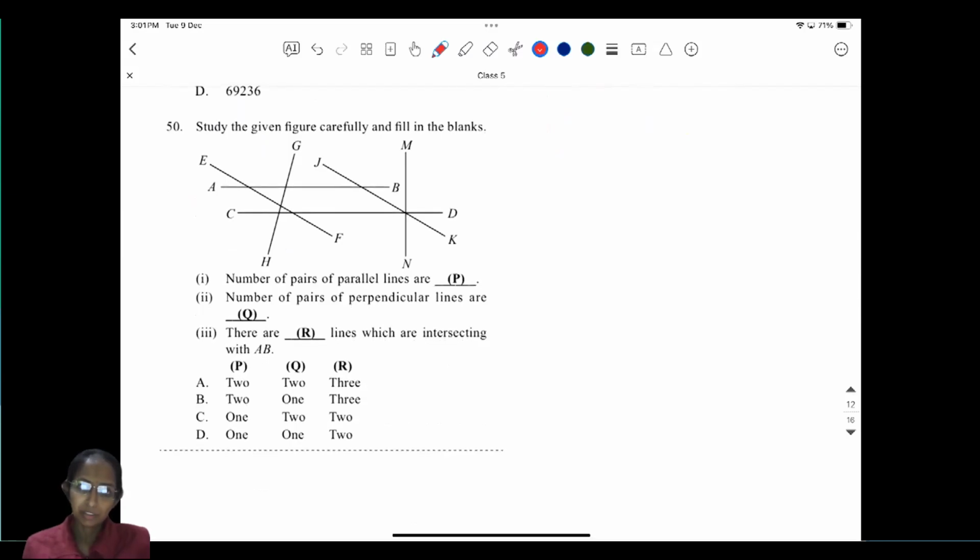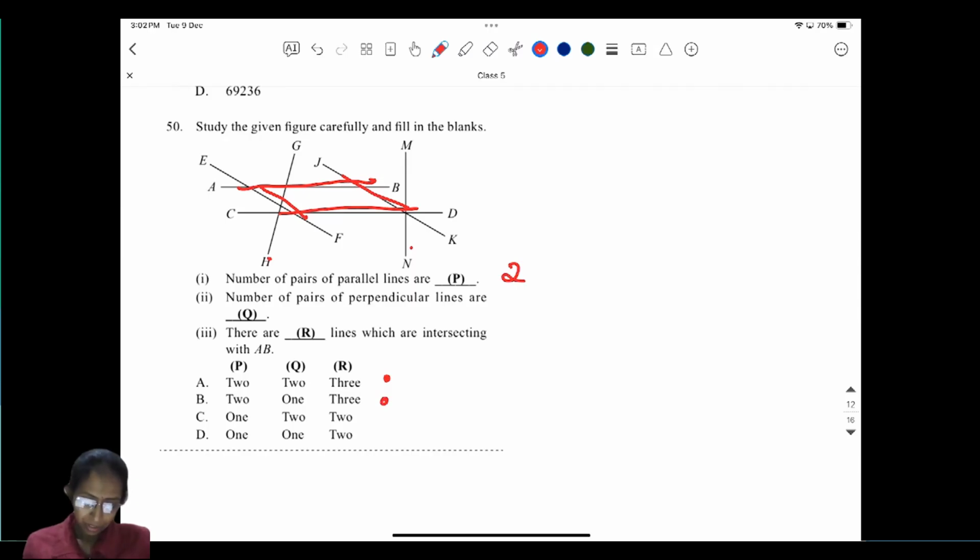Okay. Now the 50th and the last question. Study the following figure carefully and fill the blanks. Number of pairs of parallel lines we can see. This is one line parallel. This is second line parallel. And the third, GH and MN, are not parallel. So there are only 2 pairs of parallel lines. So the option can be either A or B.